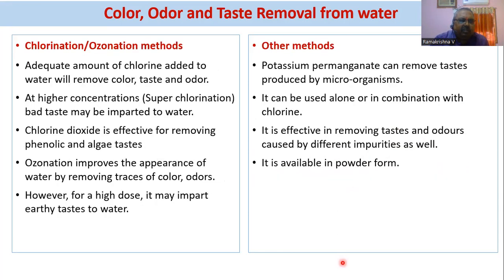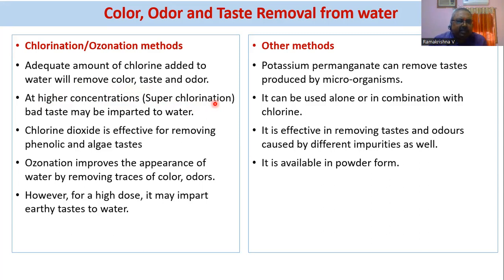The chlorination or ozonation methods. An adequate amount of chlorine added to this water will remove color, taste, and odor. So usually this is a process used to remove all such bad smells. At higher concentrations, we call it superchlorination. This is normally adopted during epidemics. So we add a concentration higher than the normal practice of chlorination to remove all such unwanted organisms.